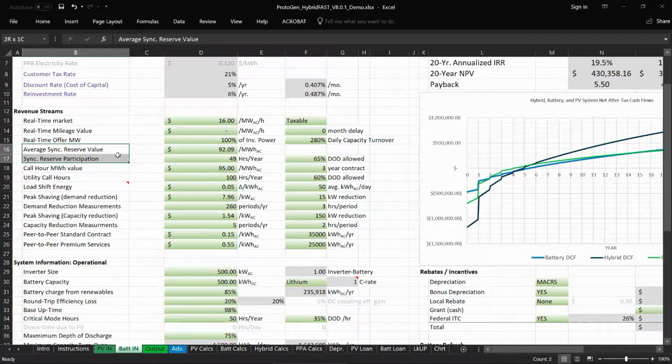Then you have sync reserve participation, where you put in the factors for that, such as what it's worth, how often you're participating in it, and what depth of discharge you're going to allow your battery to go down to in order to participate in that.